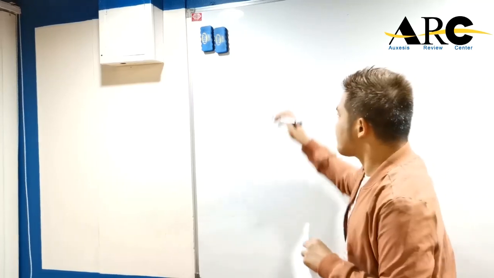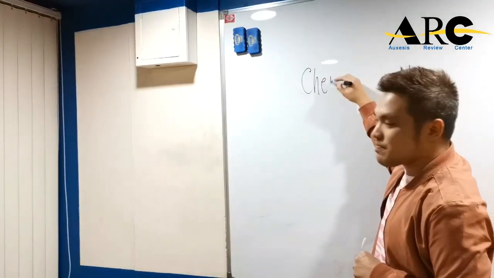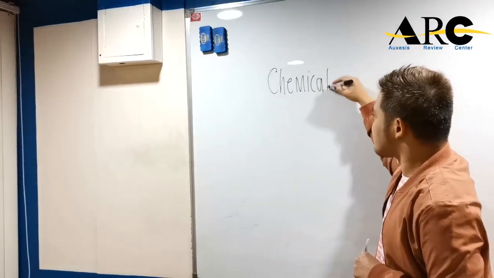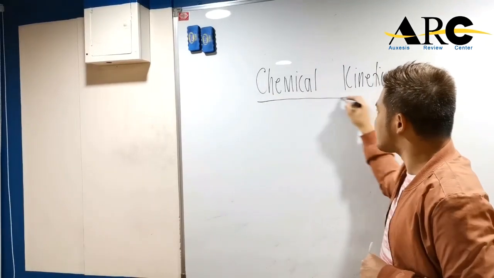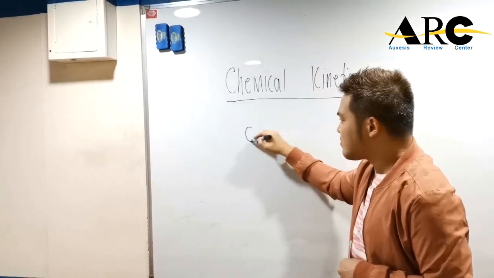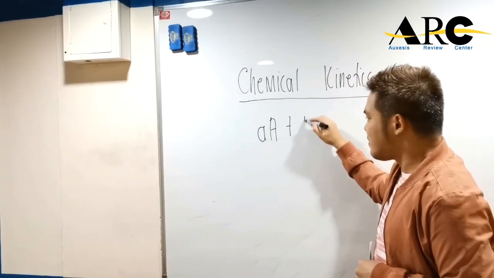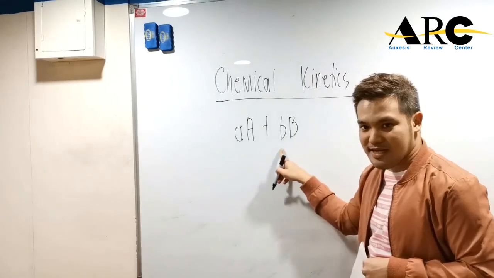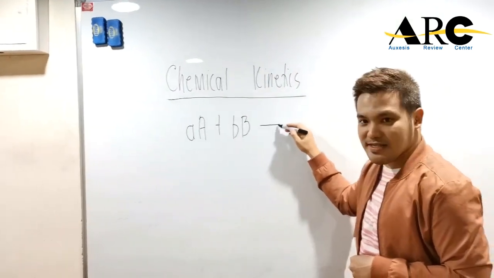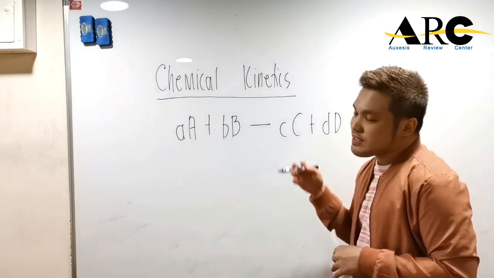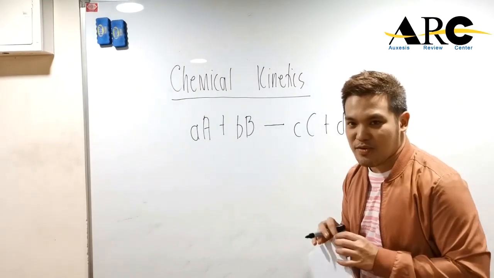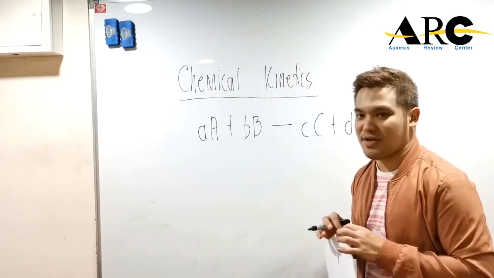Pag sinabi natin chemical kinetics, it is something to do with the rate of reaction. So, paano ba natin ina-express yung rate ng reaction? For example, given tayo ng chemical reactions, so we have A plus B. Ito yung dalawang reactants natin, forming products C and D. Paano natin mape-predict kung gaano kabilis or kabagal yung reaction?